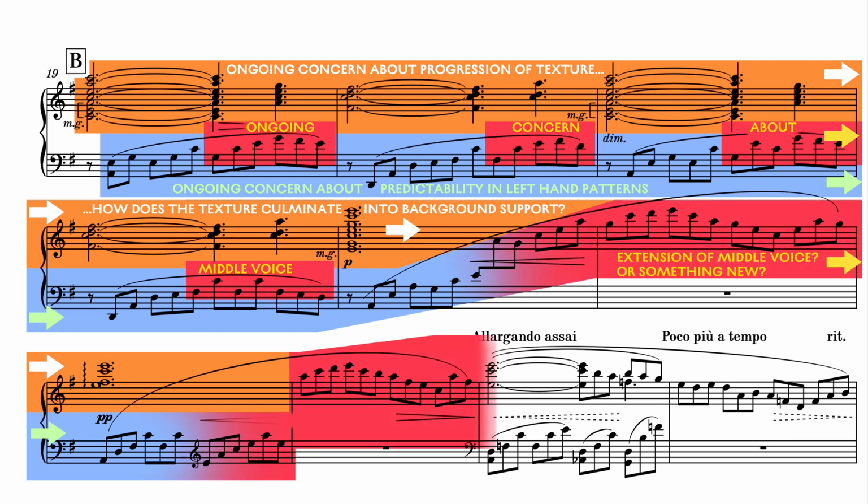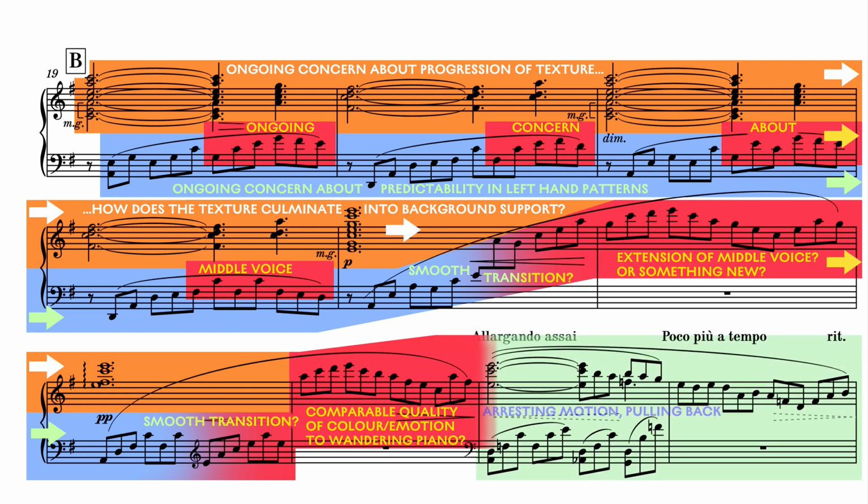Then when those left-hand patterns reach up into the treble clef, will that represent an extension of the middle voice or something else? How can the orchestra interpret that sense of charming solitude, that wandering quality of the piano, with the same emotion? And how can we craft a convincing transition between the patterns and the upward flow that emerges from them? To make things even more interesting, the last two bars on the page represent a pulling back of the emotional momentum along with the tempo.